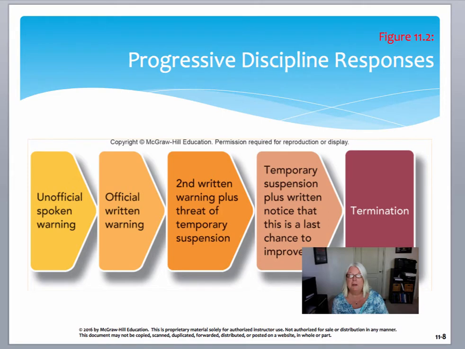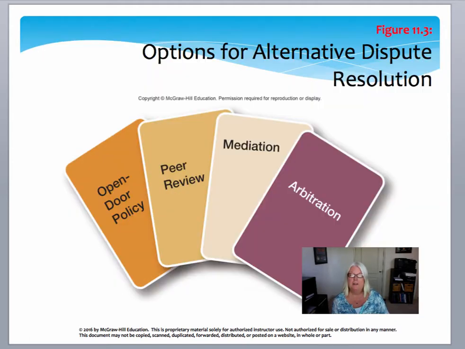So this allows many steps at which point gives an employee the opportunity to look at the situation and correct the problem, okay, and it provides a situation that's consistent for all employees, which is very important.